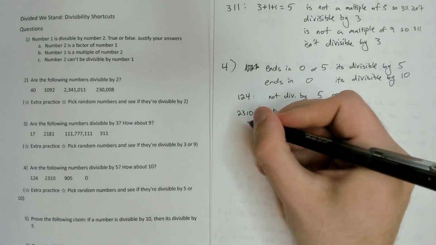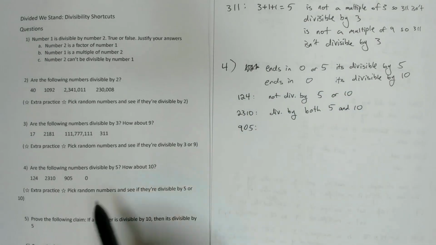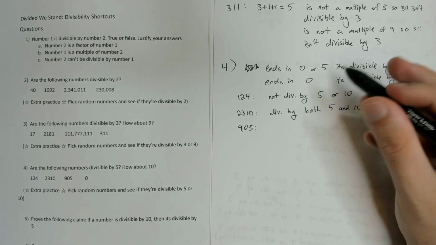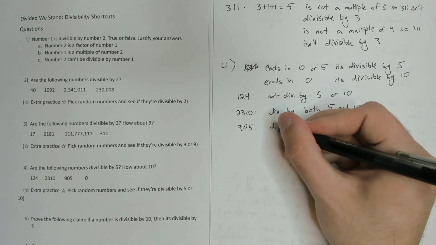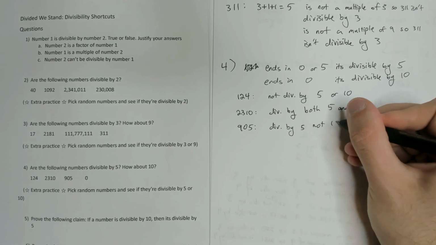All right, man, these ones are pretty easy, way easier than the 3 and 9s. This one ends in a 5. So that means it's divisible by 5, but not by 10, right? Because 10 is only zeros that it'll work for. So divisible by 5, not 10.